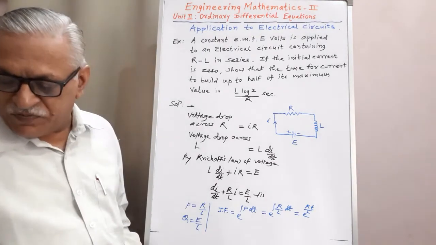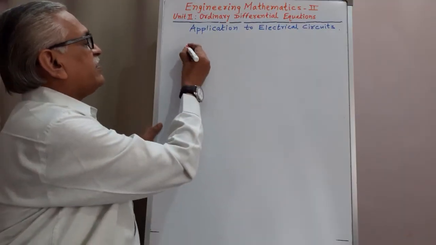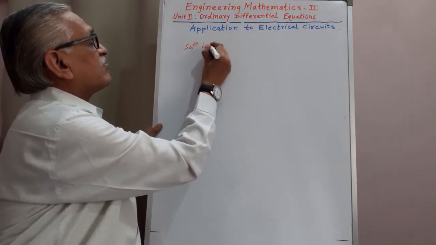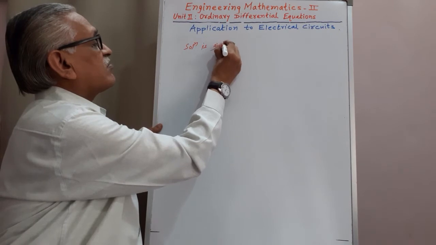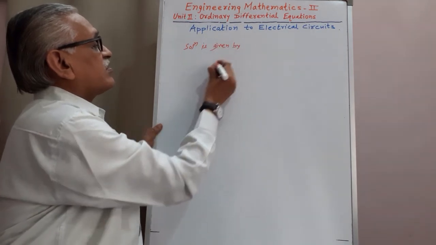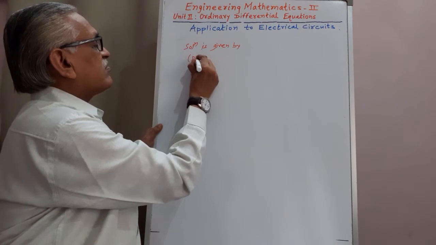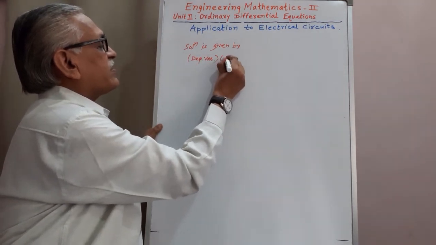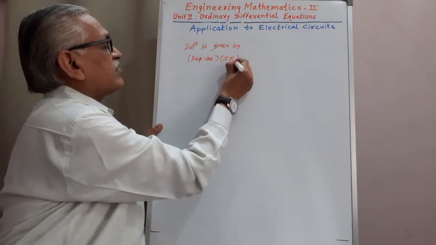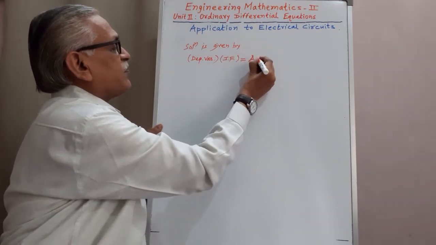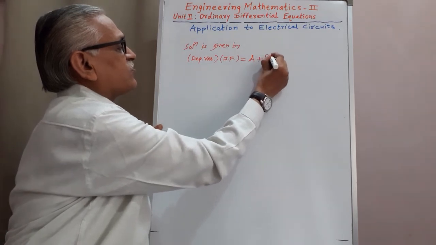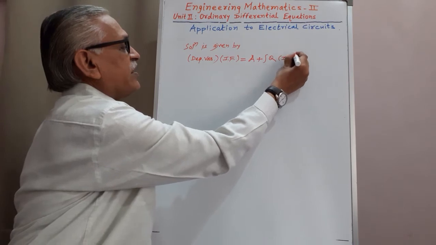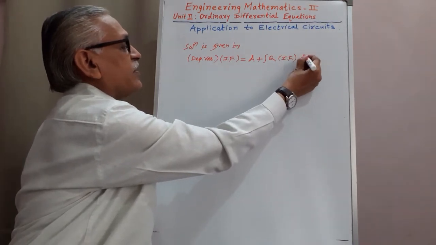And using this we write down the solution. Therefore the solution is given by dependent variable into integrating factor is equal to the constant of integration capital A plus the integration of Q into IF, and its integration with respect to the independent variable t.